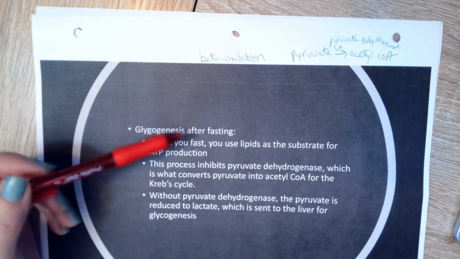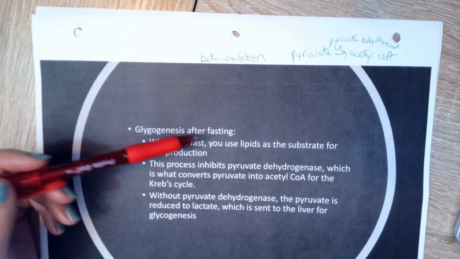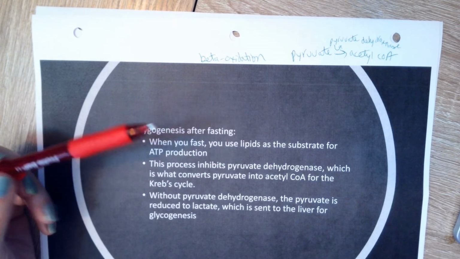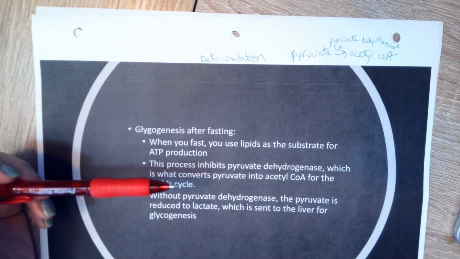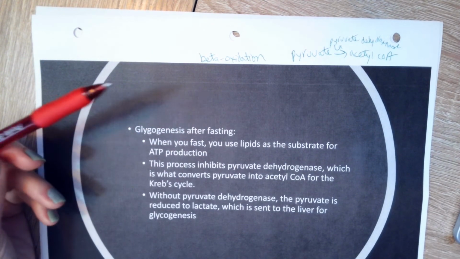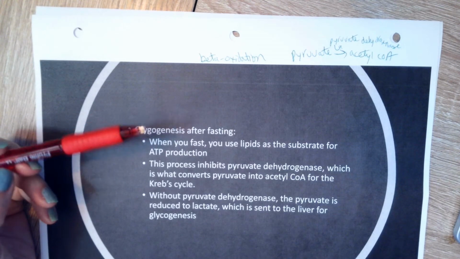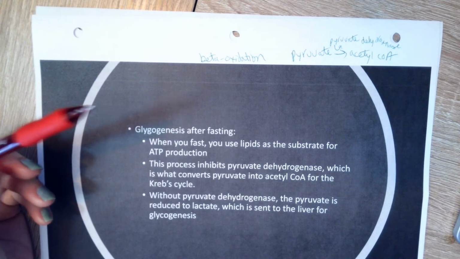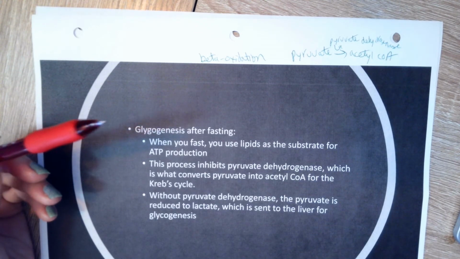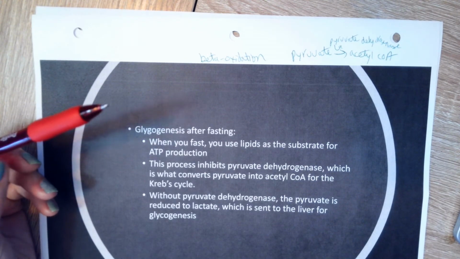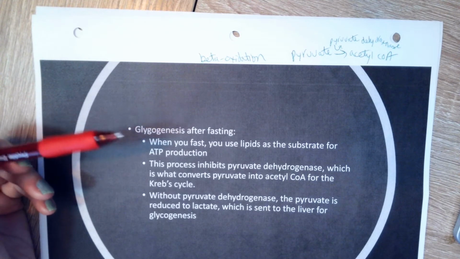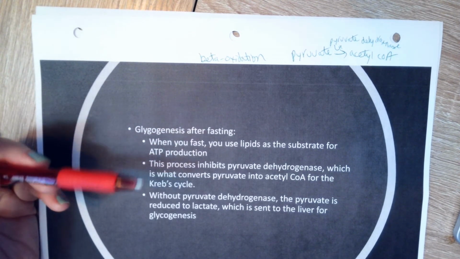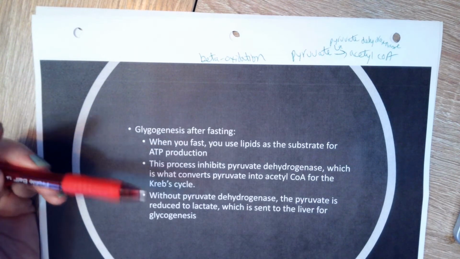So when you're in the fasting state, when you haven't eaten for a little while, you start using lipids to make ATP instead of glycolysis. Now you use lipids a lot of the time. You use lipids pretty much any time that you don't need energy really, really quick. If you can wait for the energy, it's more efficient to use lipids as your energy source. They make more energy per carbon than glucose does, but it just takes longer.